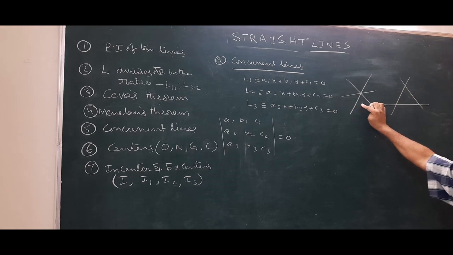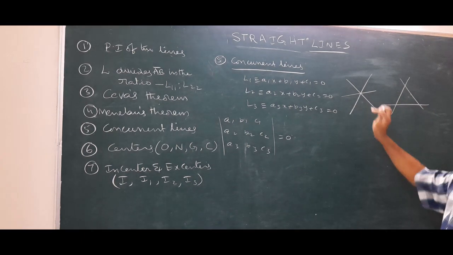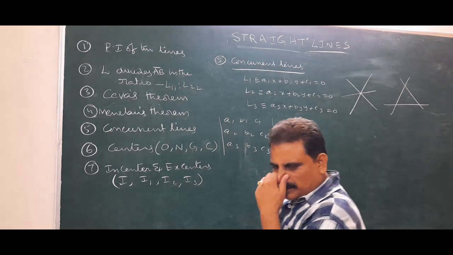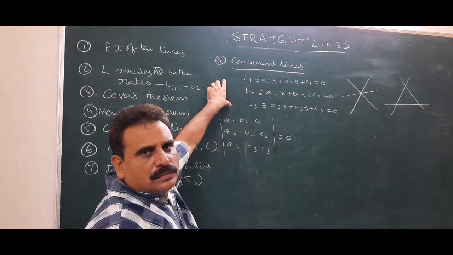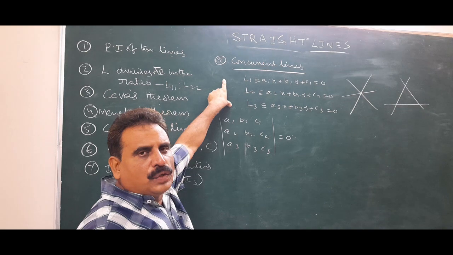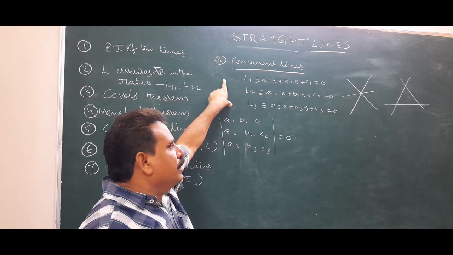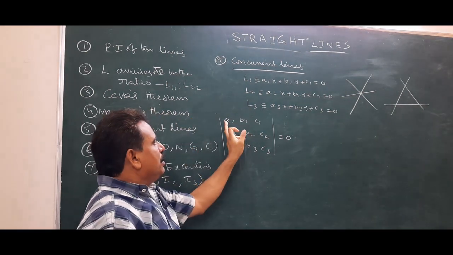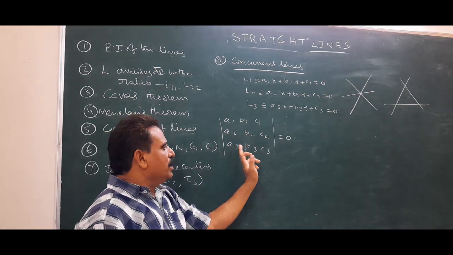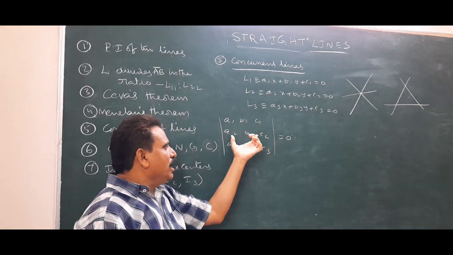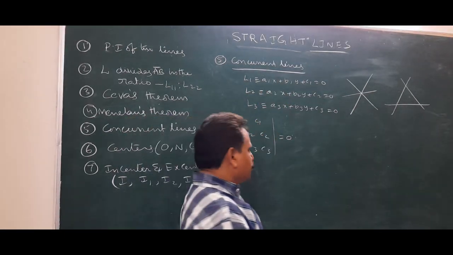Concurrent lines form no triangle. Now we go to one important theorem on three concurrent lines. If three lines L1, L2, L3 are concurrent, then the condition is that the determinant is 0, with rows A1, B1, C1; A2, B2, C2; A3, B3, C3. These three rows are taken from the given lines.